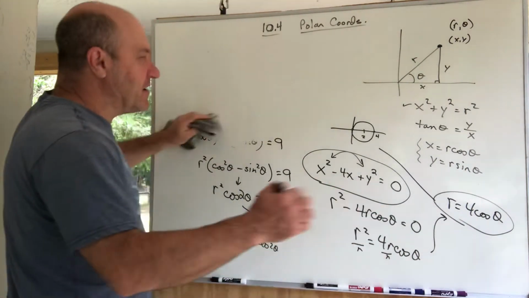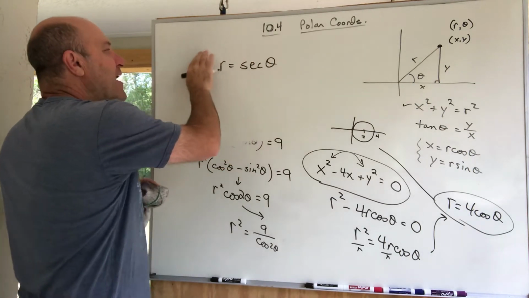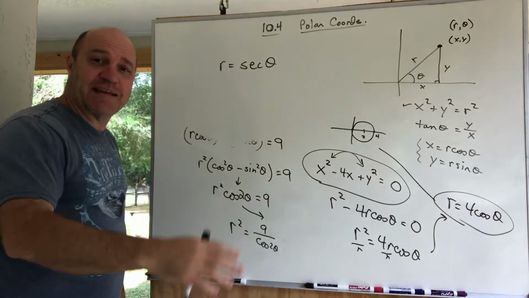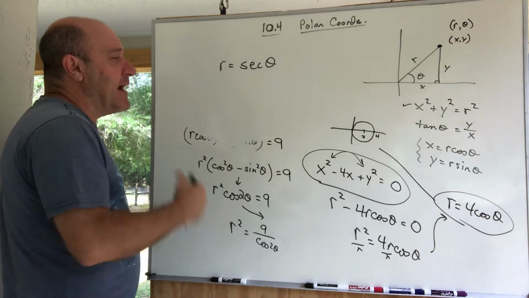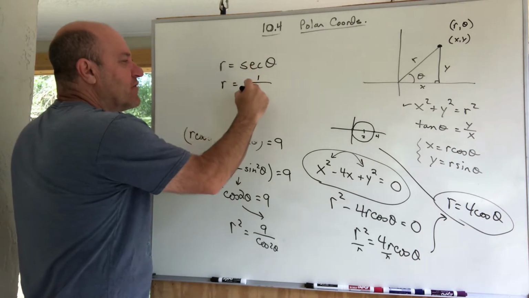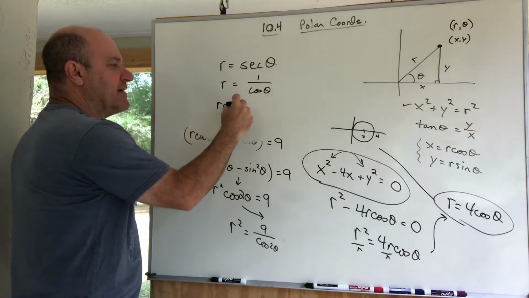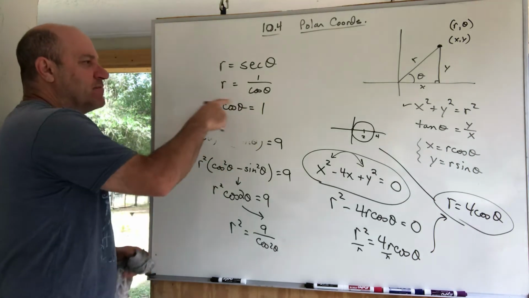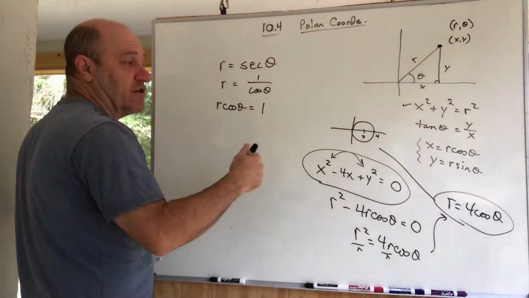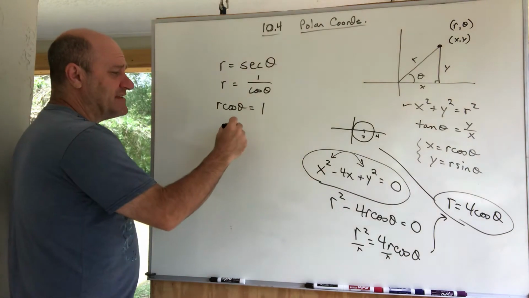One more converting problem for fun. What if I have r equals secant theta? So now I'm in polar coordinates. What is that? Maybe I want to convert to rectangular to see what it is. Well, let's play around here. A secant is 1 over cosine. If I multiply by cosine, r cosine theta equals 1. I just multiplied by cosine, doing a little algebra. And then, according to converting back and forth, r cos theta is x. So that's x equals 1.